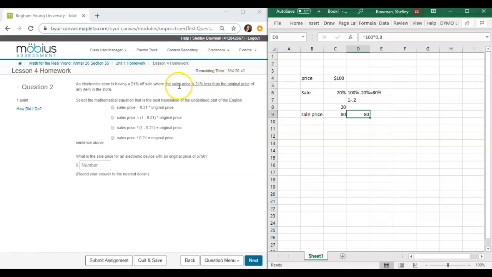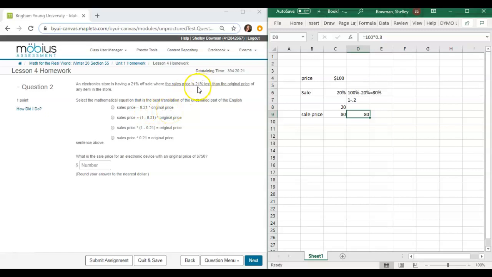So we have the sales price is. That tells me these bottom two I can ignore because it has sales price of, and that's not the sentence. So we're going to ignore these bottom two and look at these next ones. Sales price is and is. Sales price is 21% of the original price.